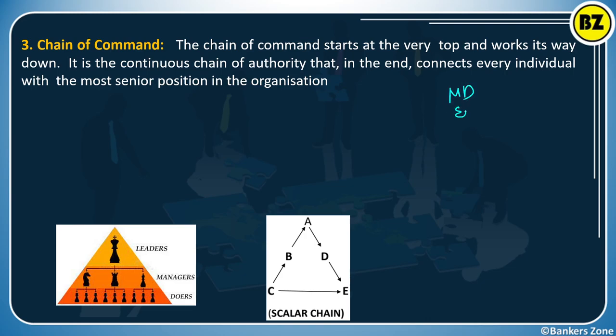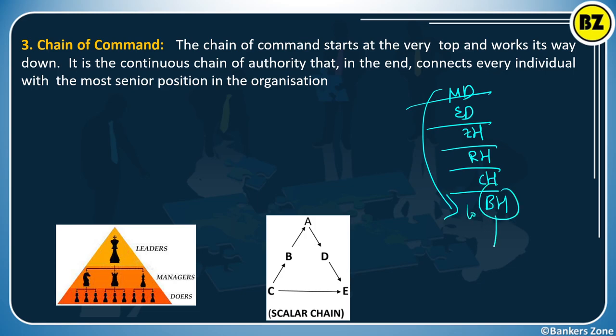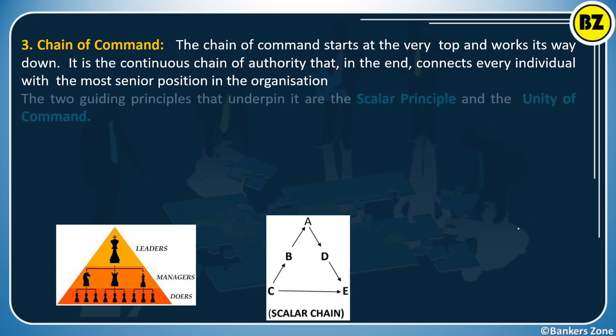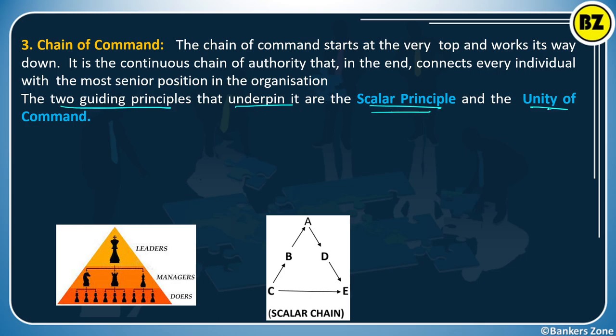See, the MD gives command to the ED, executive director. They will give command to their different heads, for example, zonal heads. Then they will give command to the regional heads. They will give command to their different cluster heads. Then after that, there may be the branch heads, right? So every higher authority can give command to their lower authority, and a branch head can give command to the staff in the branches, right? So this is the chain of command, right? Now the two guiding principles that underpin it are the scalar principle and the unity of command. So higher leader gives command to the next, and they can give command to the next, right? Like that, it's very simple.